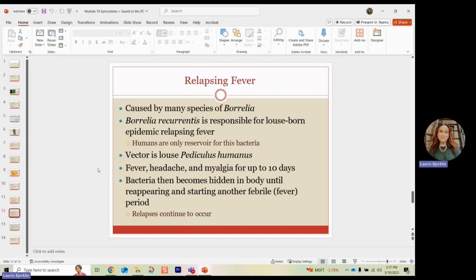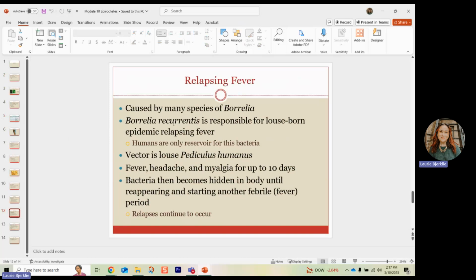Relapsing fever is caused by Borrelia recurrentis. The way I always remember this is recurring, relapsing. They seem like similar words to me. I know recurring and relapsing are not exactly the same meaning, but to me it's close enough. So Borrelia recurrentis. In this case, the vector is lice, specifically the louse Pediculus humanus. Humans are the only reservoir for this bacteria.